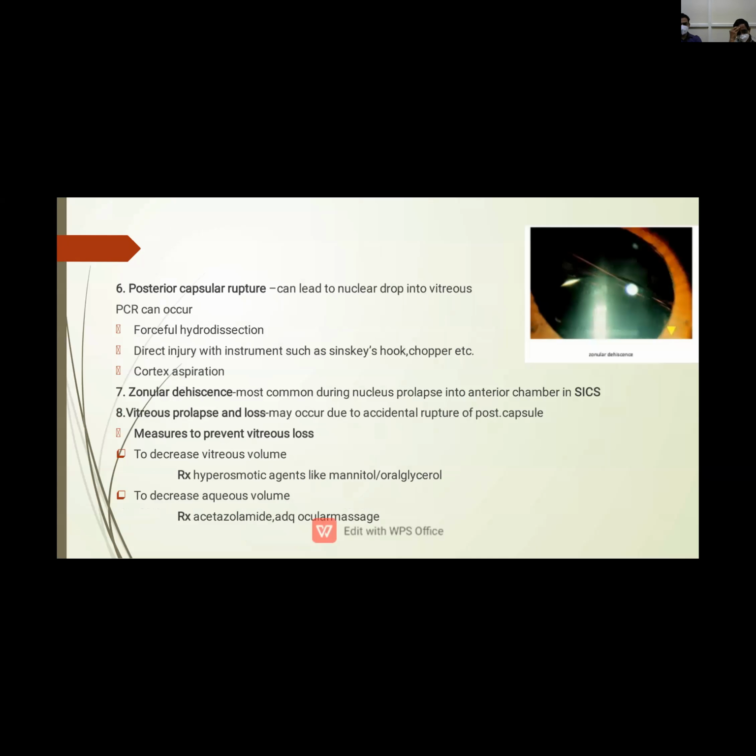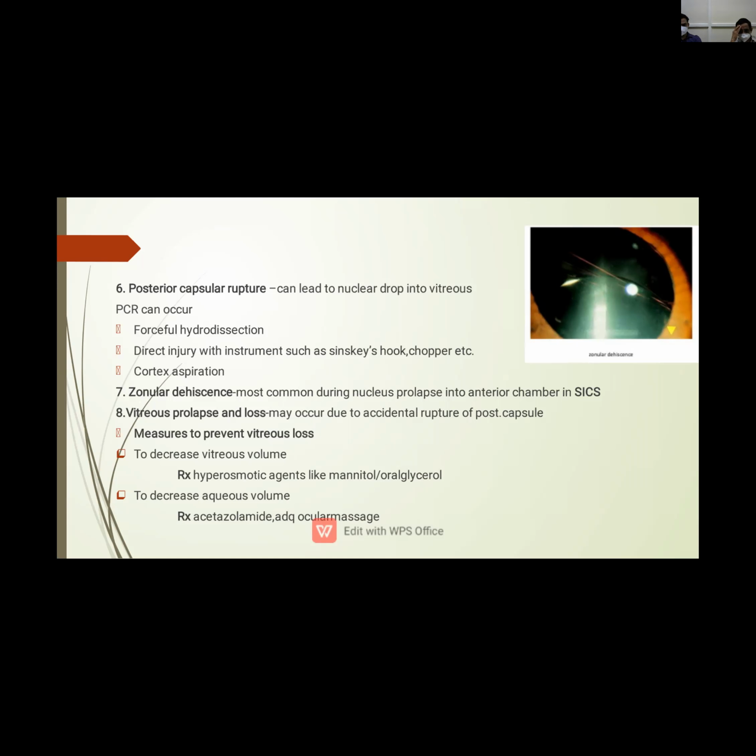Posterior capsular rupture. It can lead to nuclear drop into the vitreous. And posterior capsular rupture can occur due to forceful hydrodissection, direct injury with instruments such as Sinskey's hook, chopper, etc., and during cortex aspiration. In cortex aspiration, it may occur accidentally. Zonular adhesions are most common during nucleus prolapse into the anterior chamber in small incision cataract surgery. Vitreous prolapse and loss may occur due to accidental rupture of the posterior capsule.